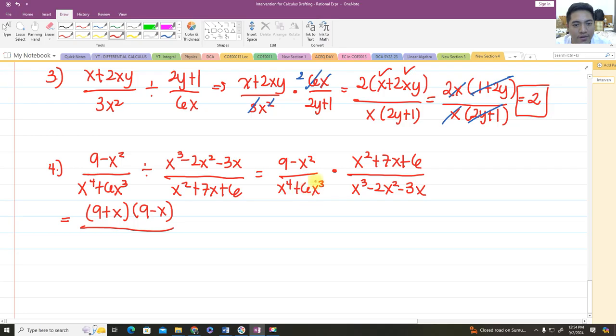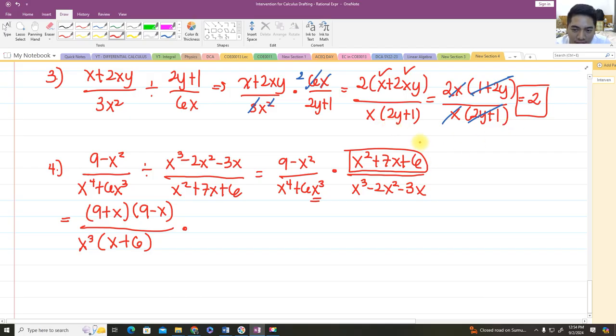In the denominator, you have a common factor of x cubed. So I can factor out the GCF, which is x cubed. So you have x cubed, and then I have x plus 6 in here. Okay? Multiplied by, I'm going to factor out this.